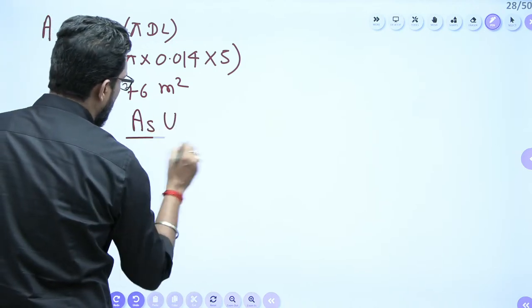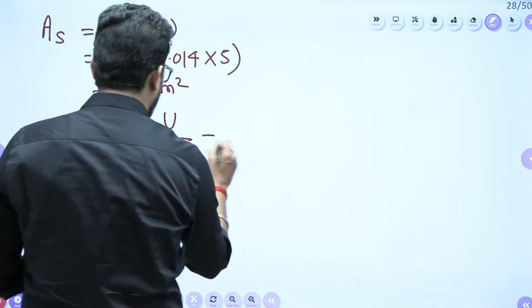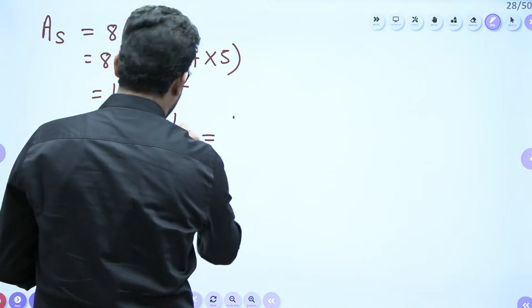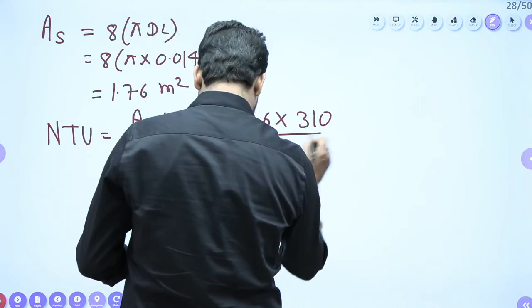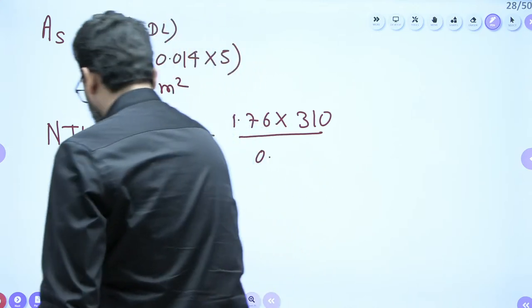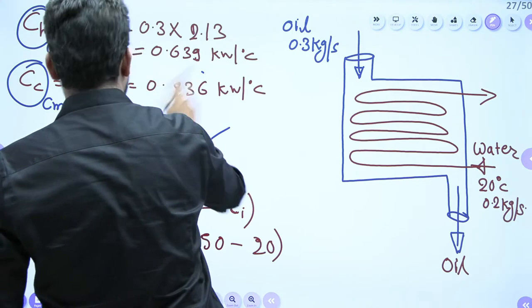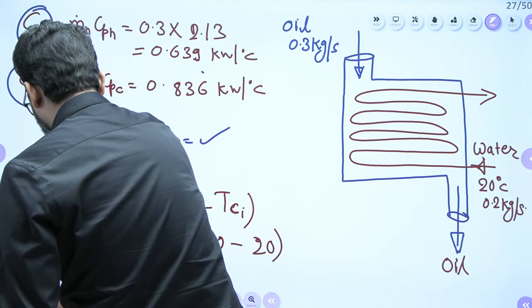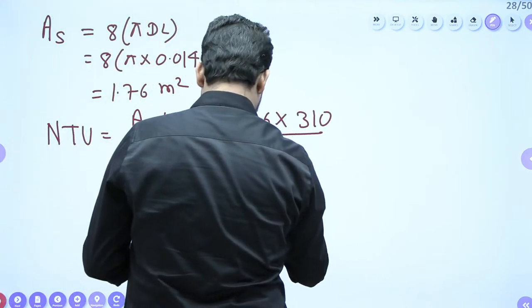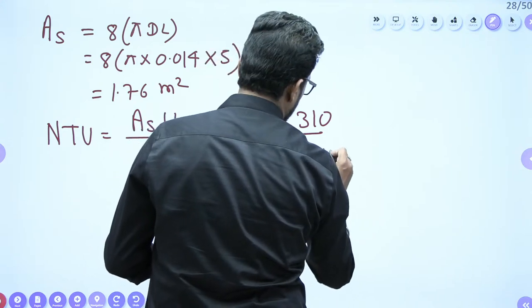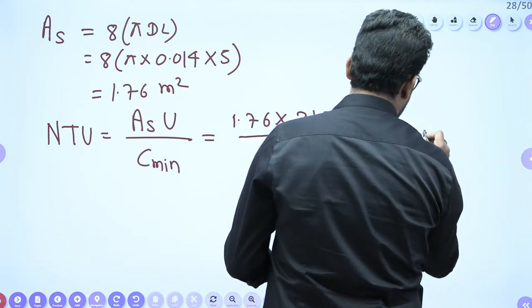AS into U by C minimum, right? So you have AS 1.76, you have U 310, and what is the C minimum, beta? C minimum you have 0.639 into 10 to the power 3. Why? Because it is in kilowatt, so it is converted into what? So it is over 0.854, right?